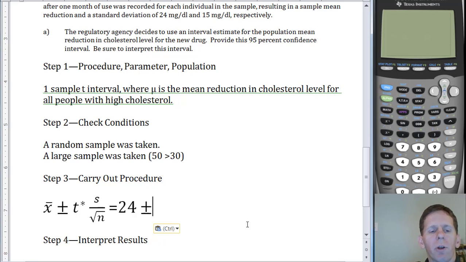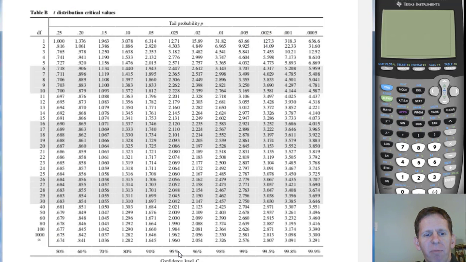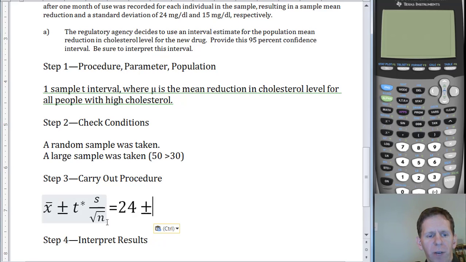To find t star, we're going to go back to this table B, the same location that we found z star. But to find t star, it's a little bit different. They ask us to find a 95% confidence interval. So if we go back to our tables, we are going to go back to this 95% on the table. For t star values, what we're going to use are other values inside the table besides this last row. And we're going to use this column that says df. df stands for degrees of freedom.